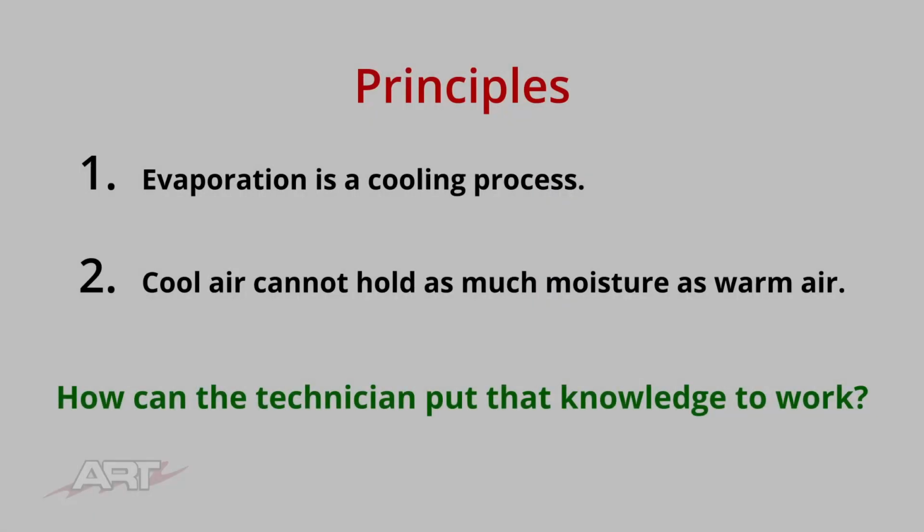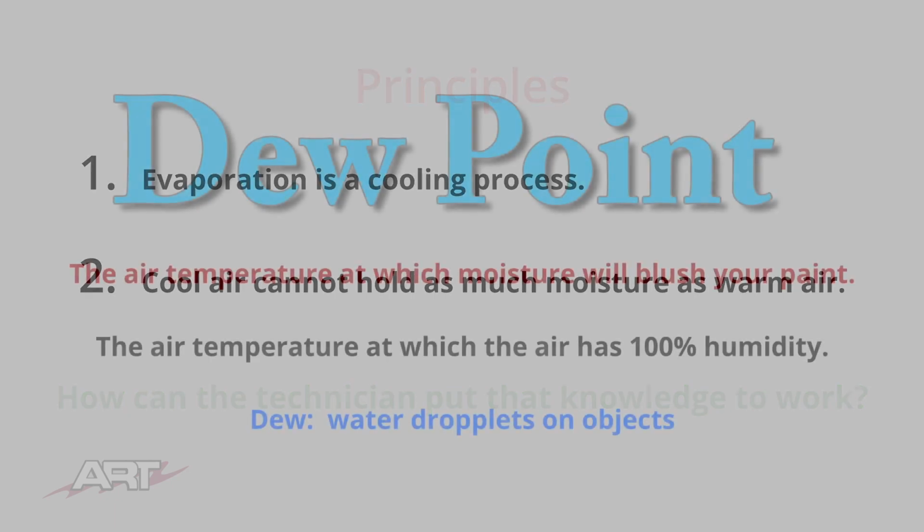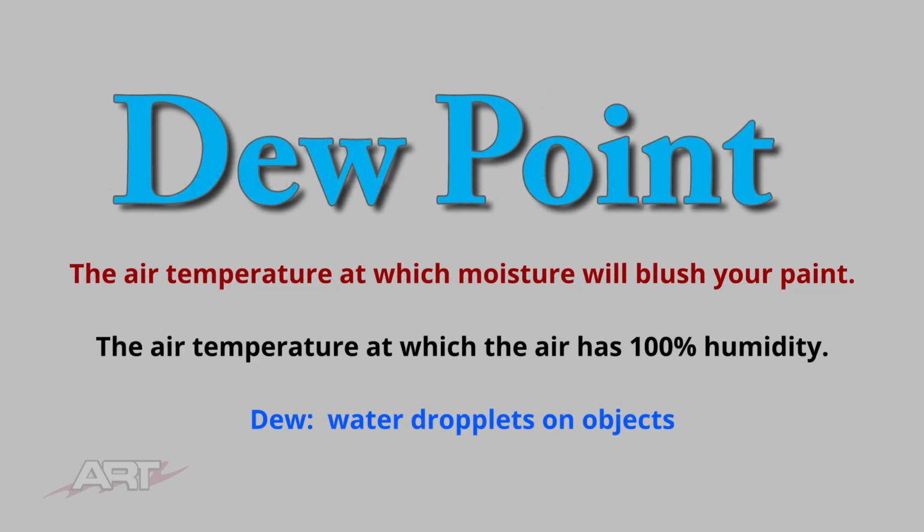Now we've seen these two principles demonstrated, that evaporation is a cooling process, and that cool air cannot hold as much moisture as warm air. How can the technician put this knowledge to work? One of the best tools a technician has is knowledge of the dew point. And for the mobile tech, a definition of dew point would be the air temperature at which moisture will blush your paint. So it's the air temperature at which the air has 100% relative humidity.